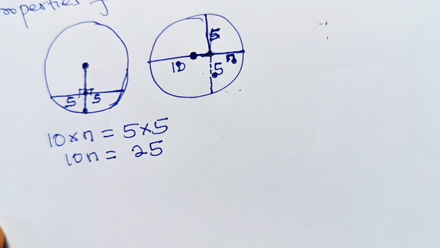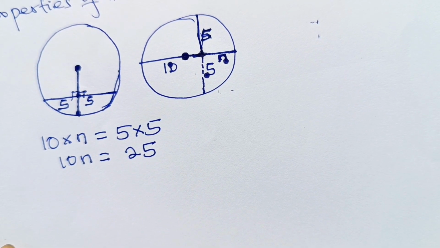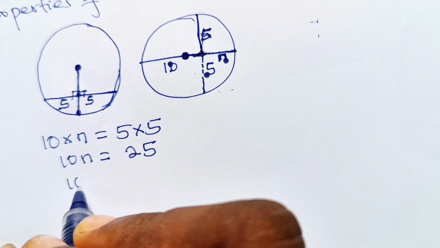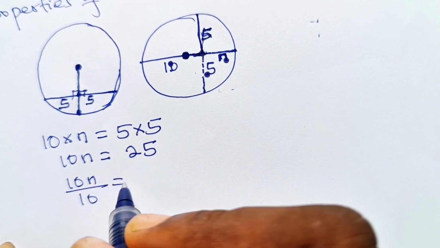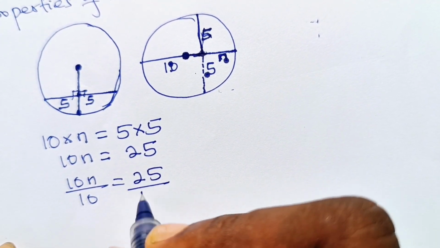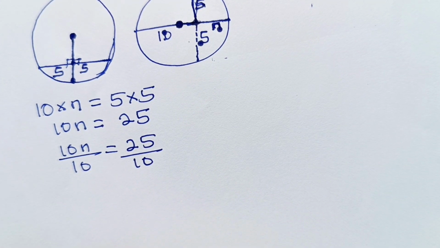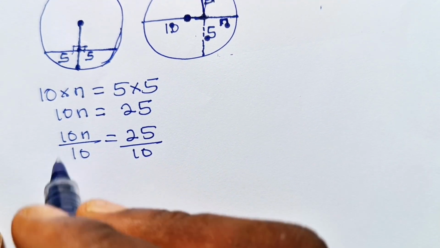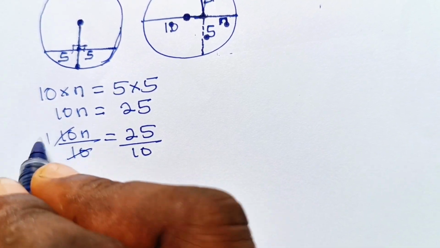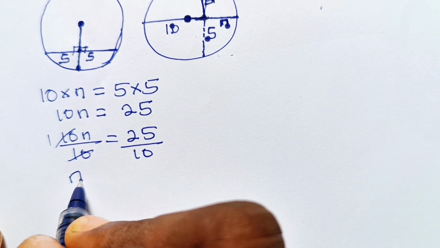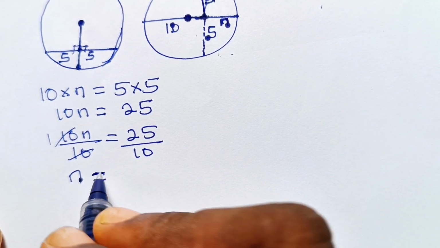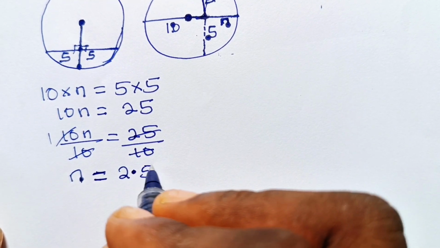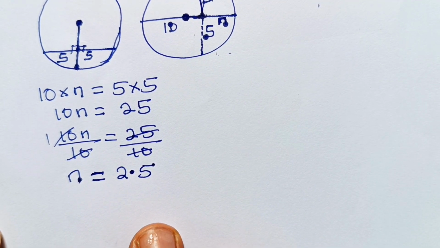Now let's get the value of n. To get the value of n, let's divide both sides of this equation by 10. So we have 10n divided by 10 is equal to 25 divided by 10. Now 10 will divide itself to give us 1 times n, which is n. So we have that n is equal to 25 divided by 10, which gives us 2.5. So 2.5 is the value of n.